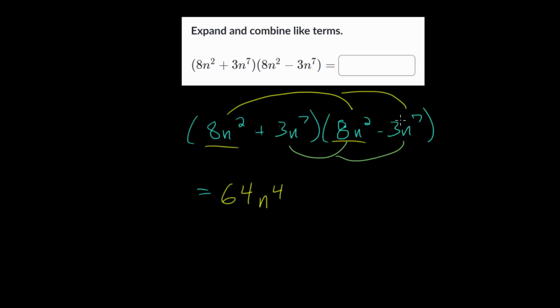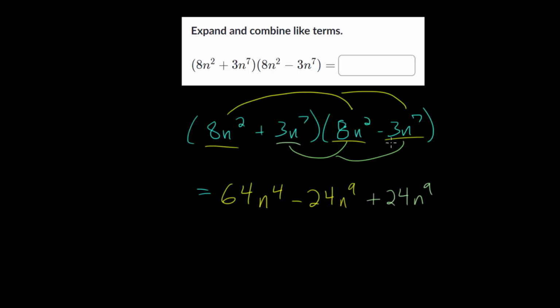And then we do 8n squared multiplied by minus 3n to the seventh. So 8 and minus 3, that's minus 24. And we have 2 n's here and 7 more here, and so in total we have 9 of them multiplied together. And then we go to the 3n to the seventh term, and that's going to multiply to both. So 3 times 8, that's positive 24. And they have the same base for the variable expressions. So they have base n, so we can add the exponents. So 7 plus 2, that is 9.